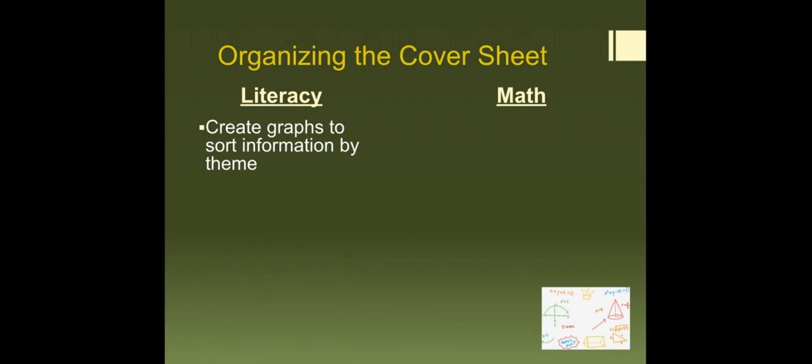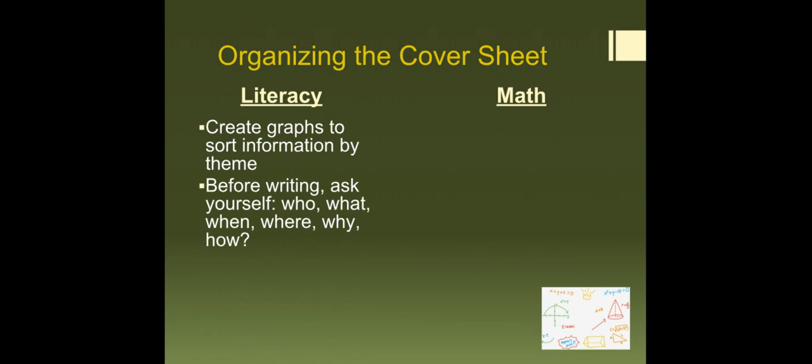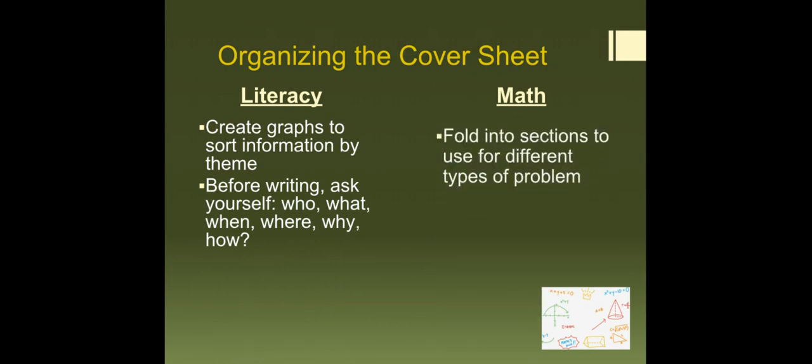Okay, so we talk about literacy first. You want to create graphs to sort information by theme. Before you start to write, ask yourself who, what, when, where, why, how. These are all important things because so many kids just start getting into writing right away and have no clue where they wound up or why they're here. So you want to have an outline. You want to have some kind of thing set up so that you're ready to go before you start writing.